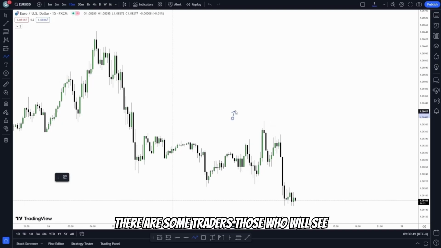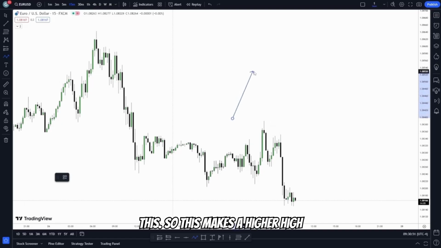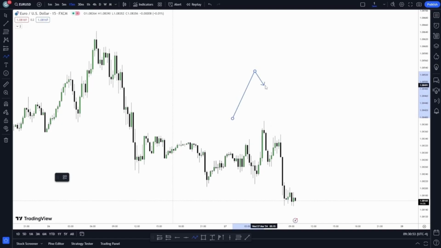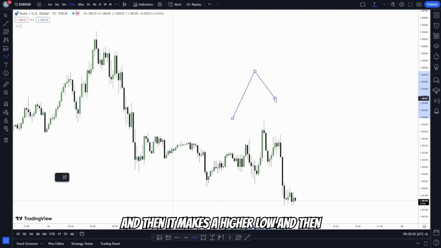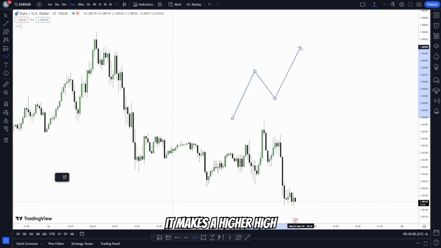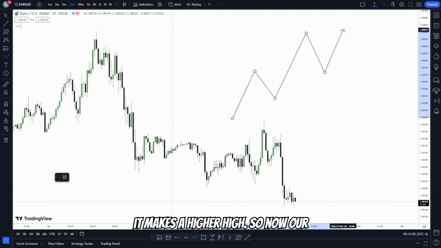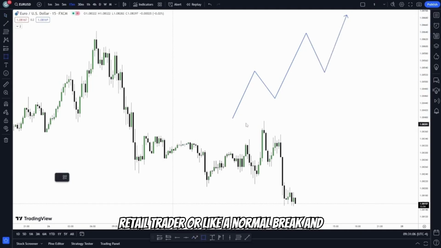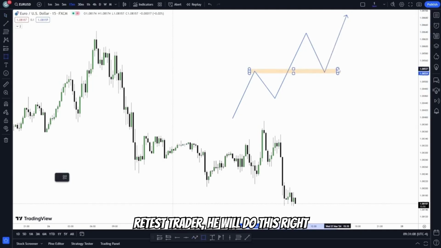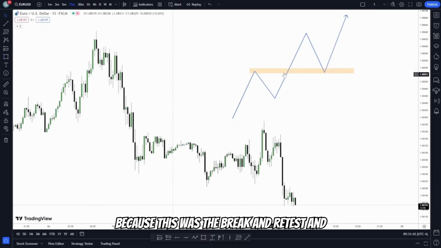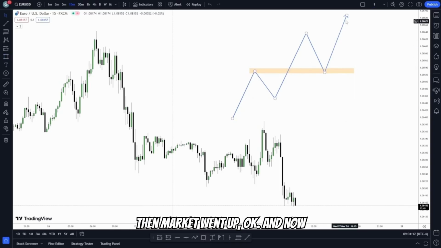So there are some traders who will see this. This makes a higher high, and then it makes a higher low, and then it makes a higher high, and then it makes a higher low, and then it makes a higher high. So now our retail trader, a normal break and retest trader, will do this, right? Because this was the break and retest, and then the market went up.